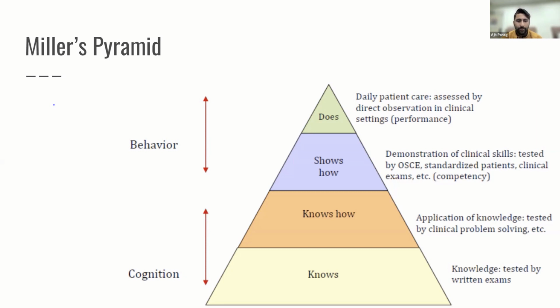So cognition is first tested at the bottom of the pyramid, tested by written exams. Do they have the knowledge? You can just simply do multiple choice questions to assess this. And then comes the know-how. Do they really know the way to clinically problem solve? And then next is kind of the demonstration of clinical skills. So testing by the OSCE, by standardized patients, clinical exams. And in my opinion, you can use simulation in this part of the pyramid to assess competence.